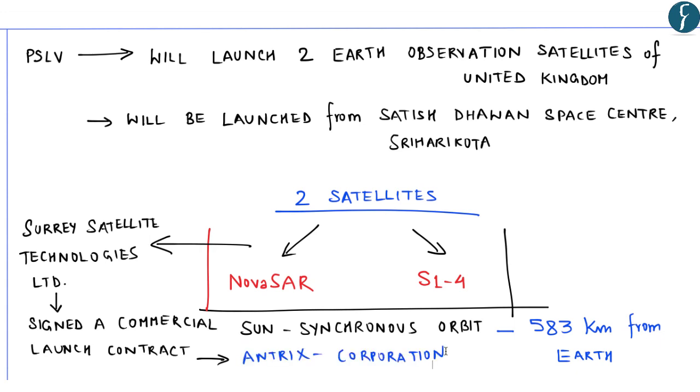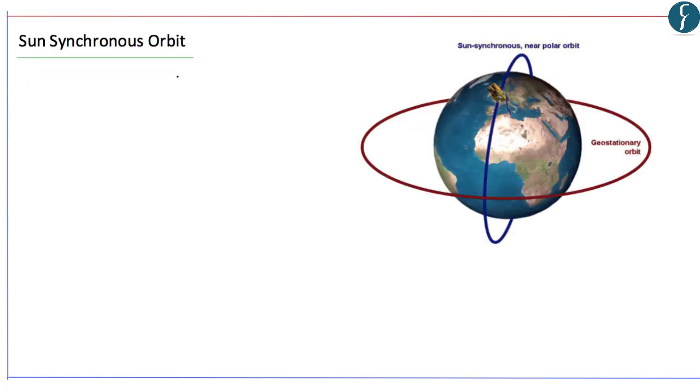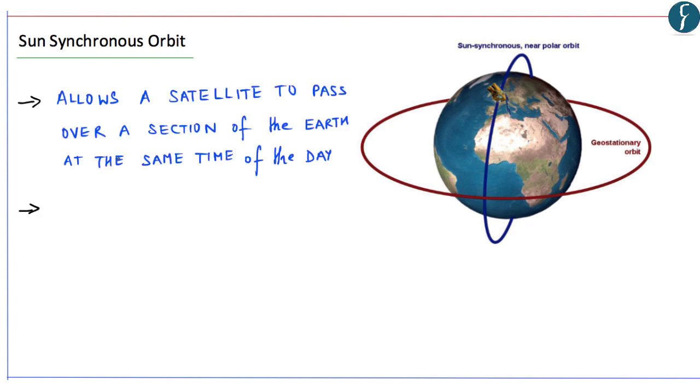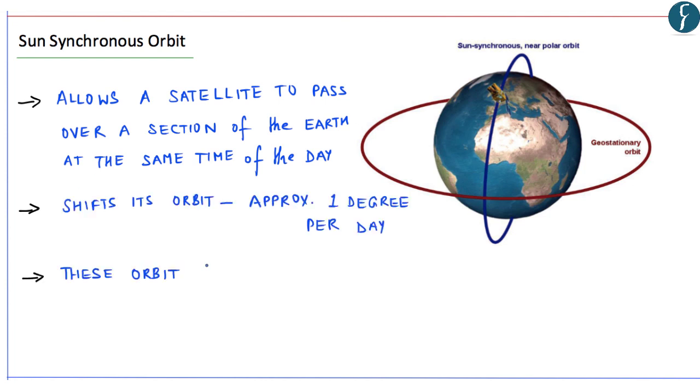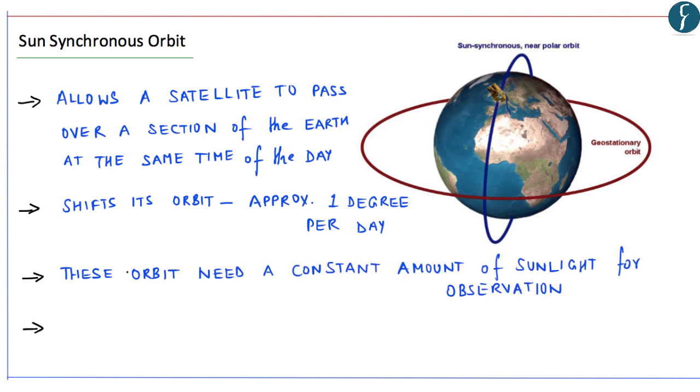Now, in this aspect, let us learn about Sun Synchronous Orbit, Antrix Corporation, and also a few aspects about PSLV, that is Polar Satellite Launch Vehicles. Now, the Sun Synchronous Orbit allows a satellite to pass over a section of the Earth at the same time of the day. The satellite shifts its orbit approximately 1 degree per day. These sun synchronous orbits are used for satellites that need a constant amount of sunlight for observation. Further, the satellites that take pictures of the Earth work best with bright sunlight.